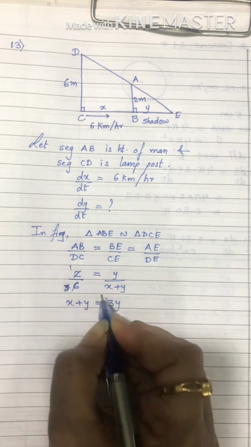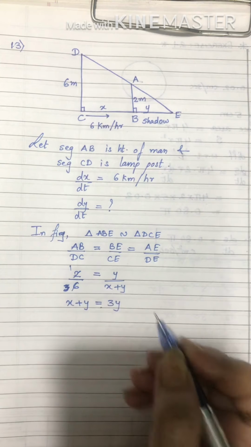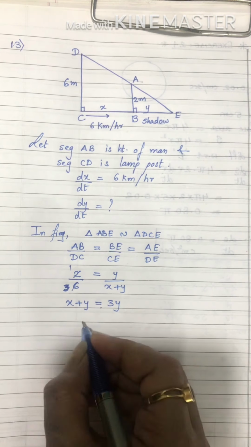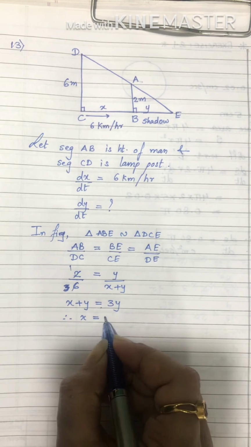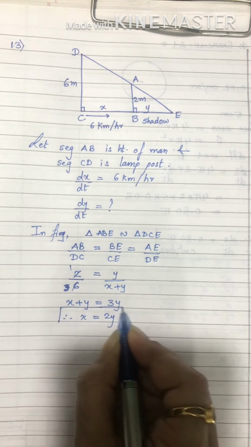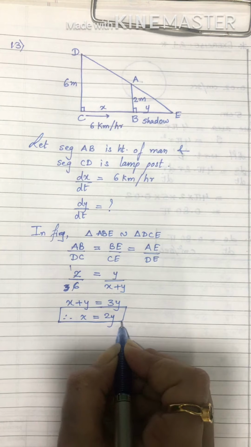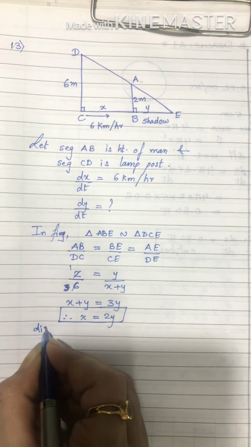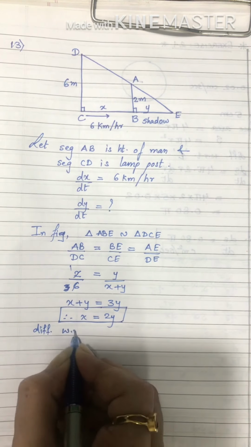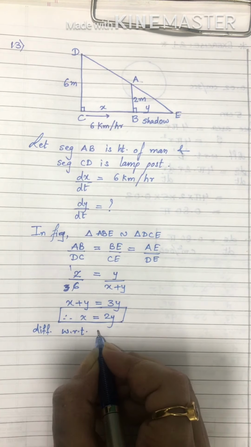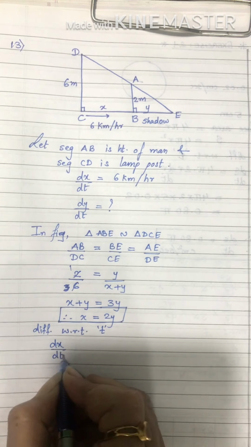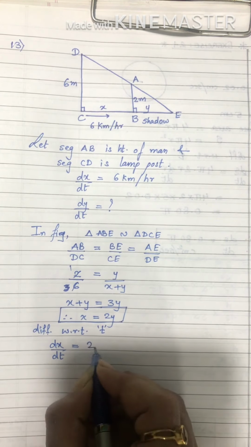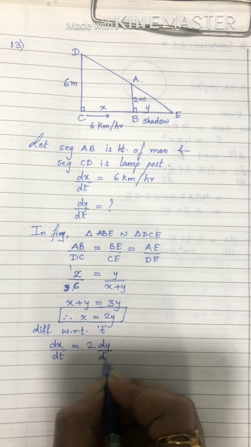So in this way we got x plus y is equal to 3y, and then solving it further we will get x is equal to 3y minus y, that is 2y. So here we got value of x. Now we will differentiate this with respect to x. No, not with respect to x, differentiate with respect to time. Okay, so we get dx upon dt is equal to 2 dy by dt.